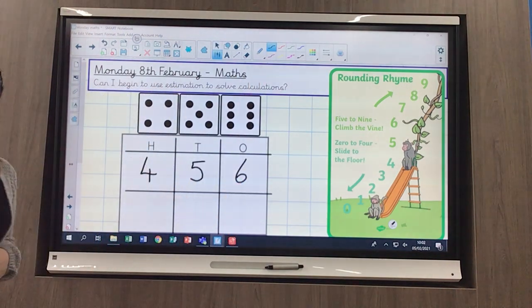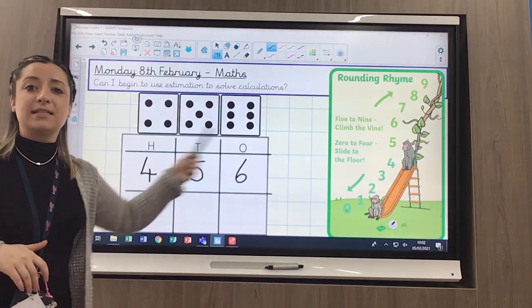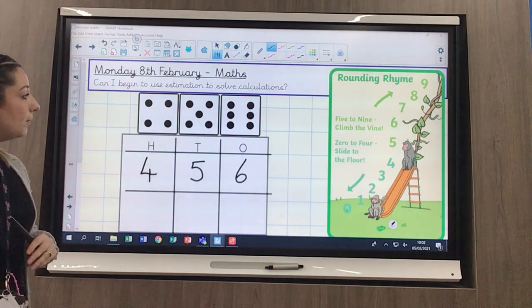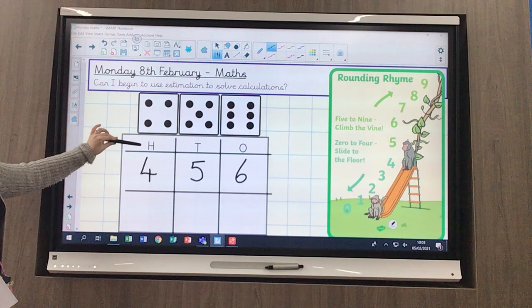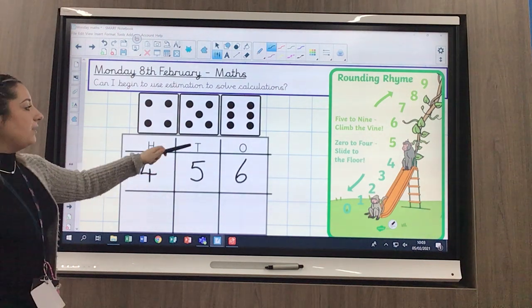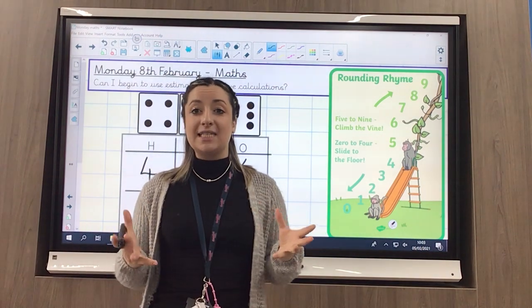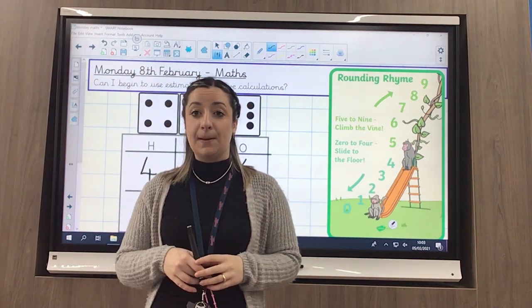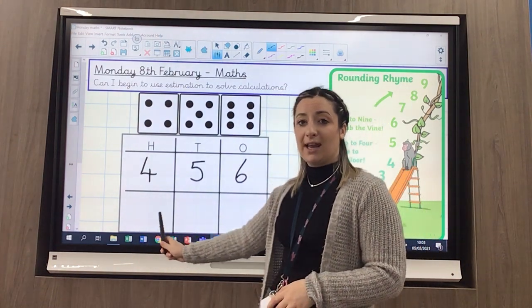Can you have a look at home? And I want you to say which number I have generated with my dice, looking at my hundreds, tens, and ones column. What is the number that I have generated? So I've got 456. So 456 is the number that I have generated. Now remember, I did say that I've got another box to fill out under here.